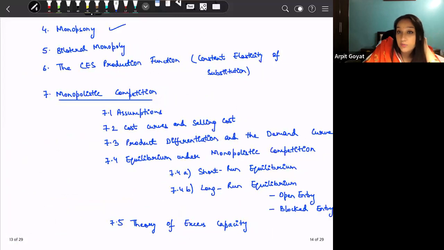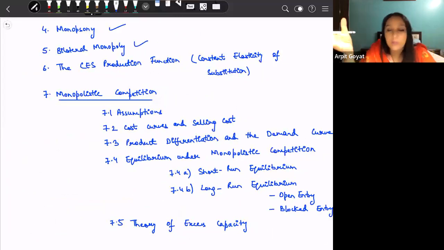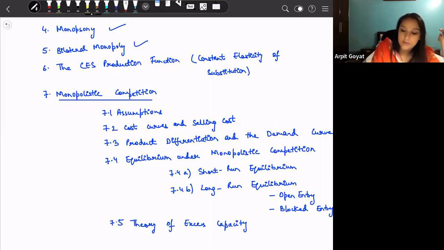Then we'll discuss monopoly. We'll discuss bilateral monopoly. Bilateral monopoly is when on the demand side there is only one consumer and on the supply side there is only one producer. Then we will discuss constant elasticity of substitution production function.